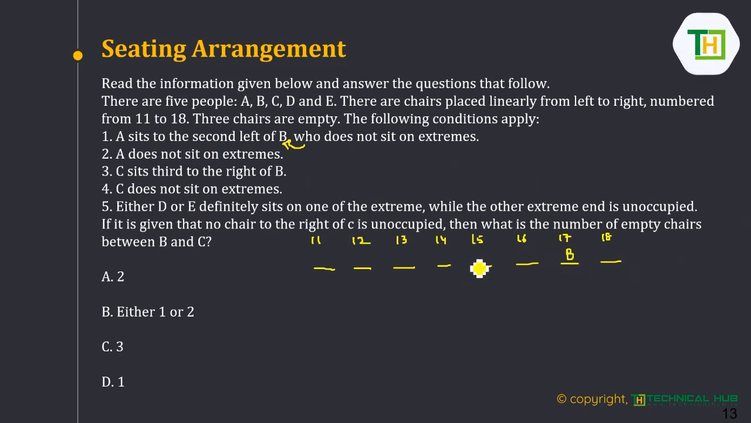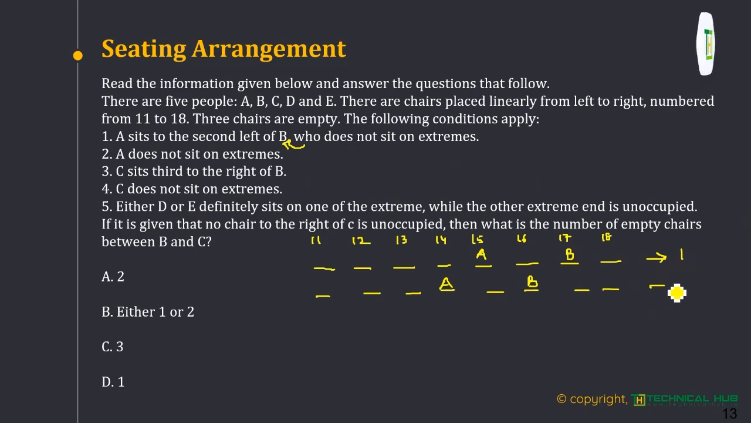So A sits second to the left of B. This is the first left, this is the second left. This is one possible condition. Suppose B is not at the extreme, so B's position is taken as the 17th position. A is second to the left of B: this is the first left, this is the second left. Suppose B position is 16th, no problem, so A position is here 14.